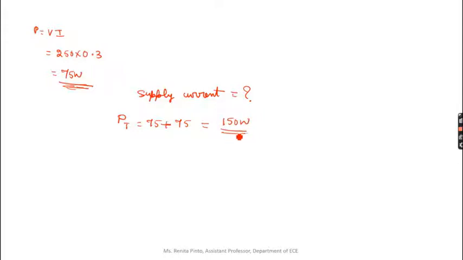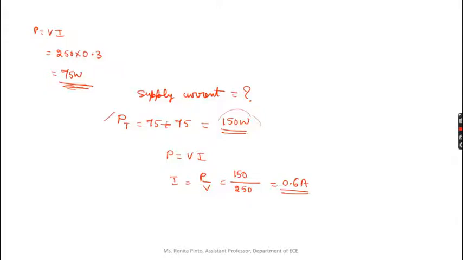Now what I have to find out is the supply current. So I will use this equation, P is equal to V into I. So from this, I is equal to P by V. Now I know the power when two sets of lamps are connected in parallel, that is 150 divided by V. V is nothing but the voltage, which is given in your problem as 250. So 150 by 250, you will get an answer of 0.6 amps. So this is how you are going to solve the problem.